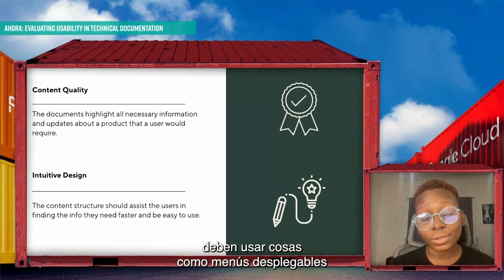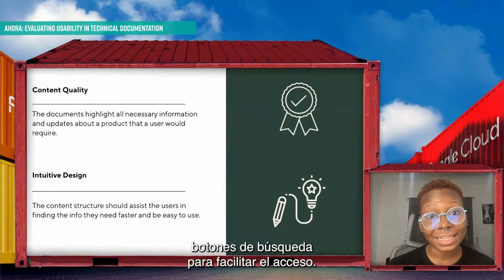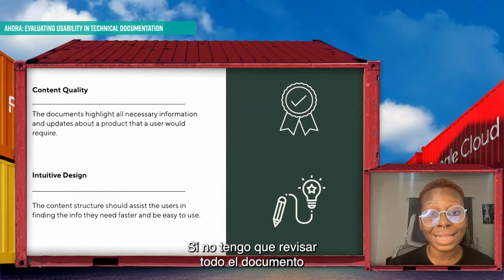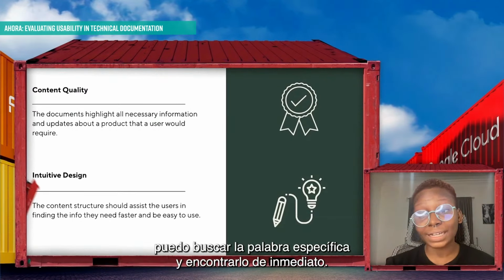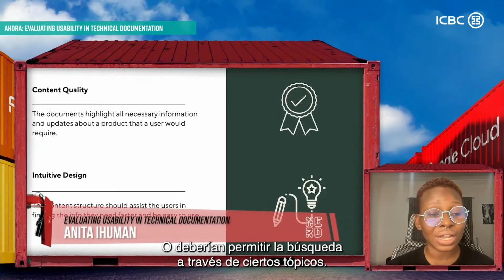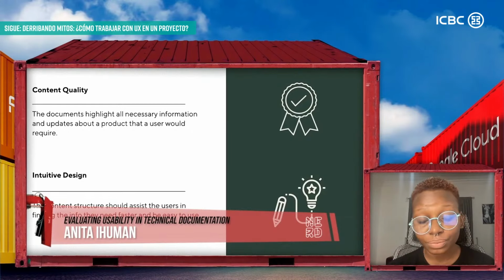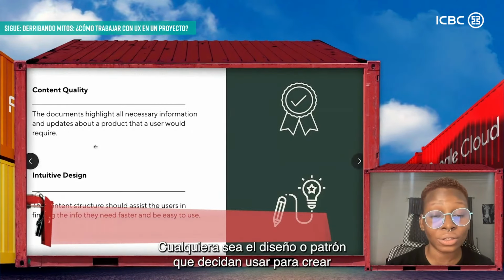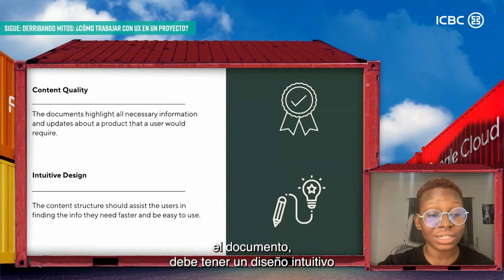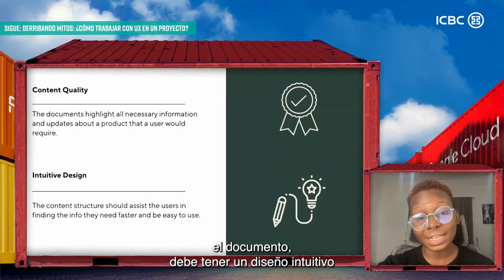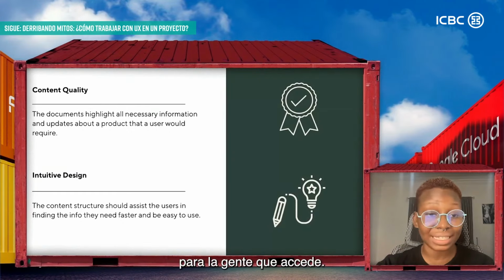things like drop downs to help easy navigation, search buttons for easy access. So if I don't have to scroll through the entire document to find a particular thing, I could just search that specific word and find it immediately. Or you should allow browsing through the topics that are available. So whichever design or pattern you choose to create your document, you should have an intuitive design so that it will make the experience easy and faster for people that are accessing it.